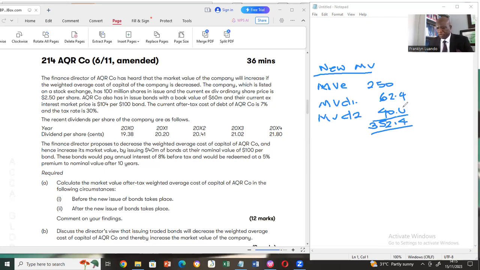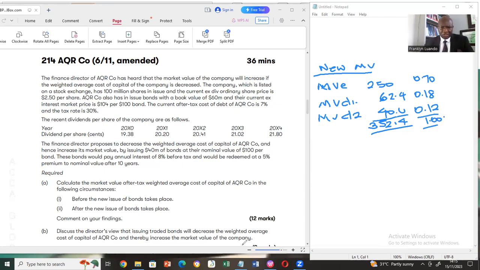And what will be the proportion now? The proportion will be 250 as a percentage of 352.4. It will give us 0.7. Then it will give us 0.18, then 0.12. And this will give us 1.